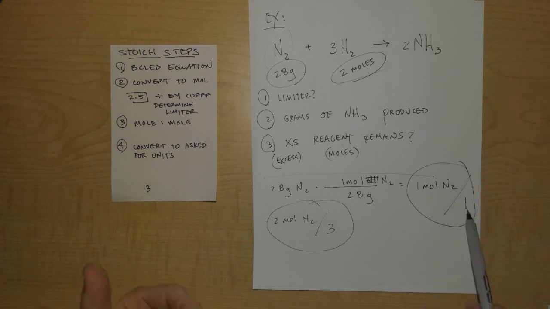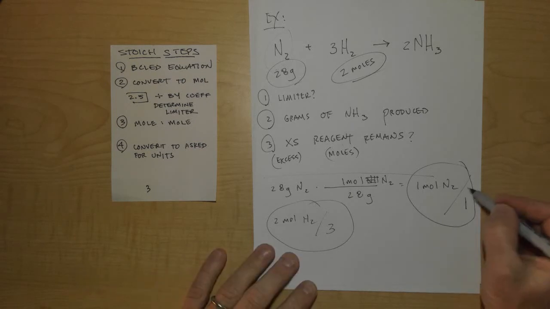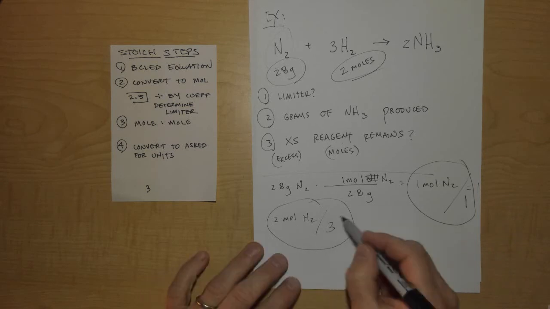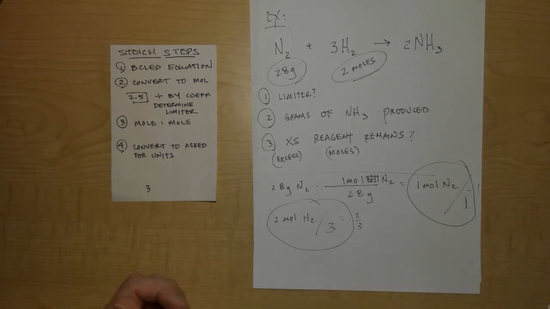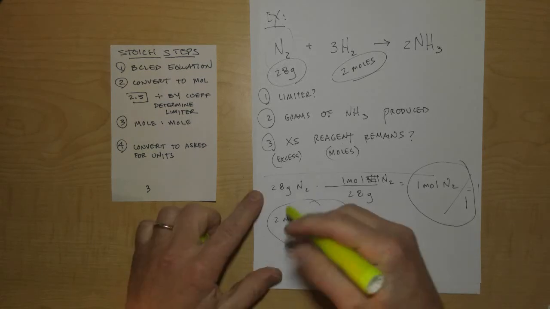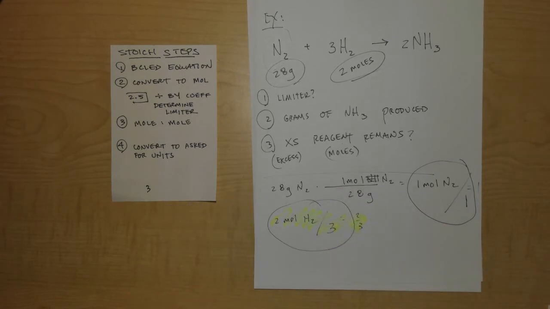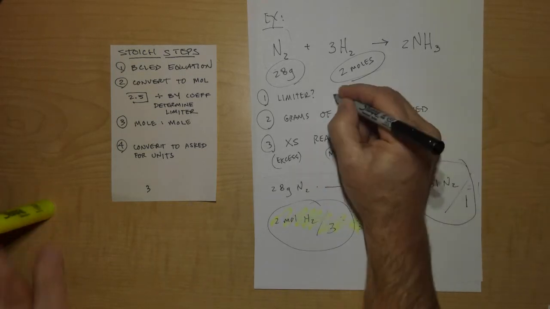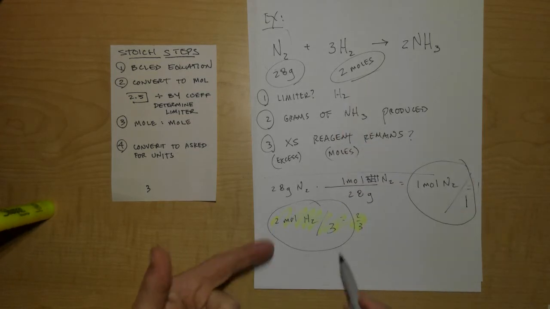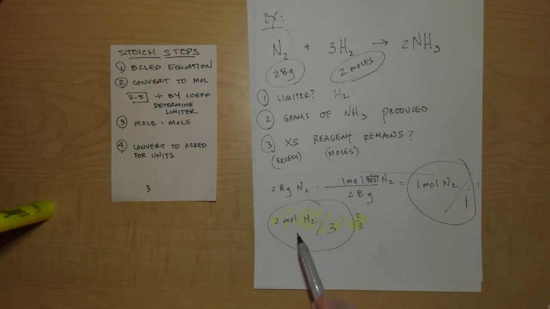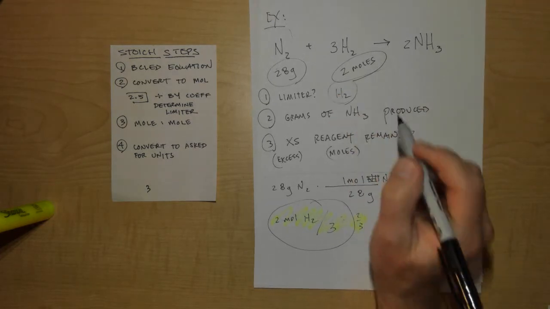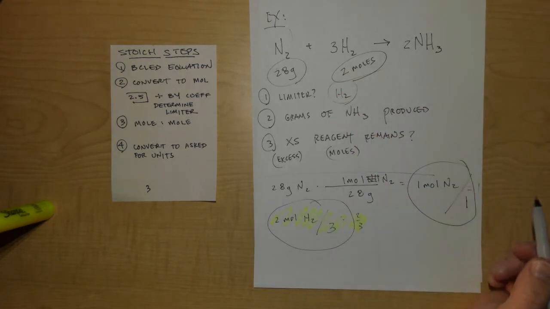So, is 1 divided by 1? That's going to be 1. And 2 divided by 3, well, that's going to be 2/3. Which one is smaller? Well, the smaller one is obviously the 2/3. And so that, right there, folks, is my limiting reagent. And so H2 is the answer to my first question because it is the smaller one when I divide by the coefficient. So H2 is the limiter. I answered question number 1.